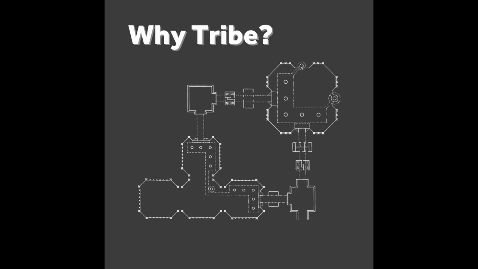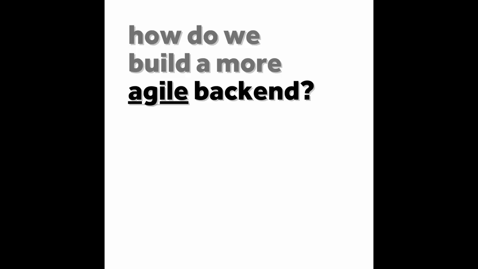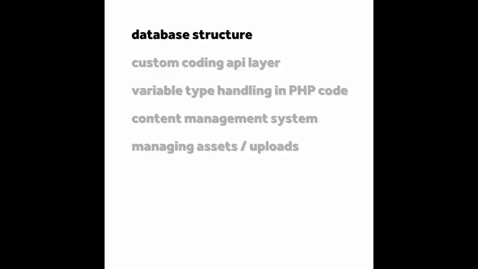Before we delve deep into the technicalities of how Tribe works, I'd like to talk a bit about why we created Tribe. We needed more backend agility to support iterations of UX, content, design, and front-end decision making. To work on how we build a more agile backend, we needed to know the things that slow down backend development. So we figured out constraints of database structure.